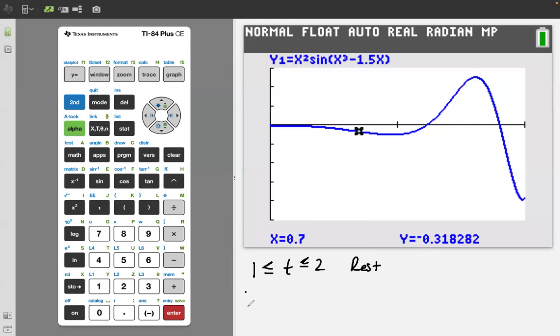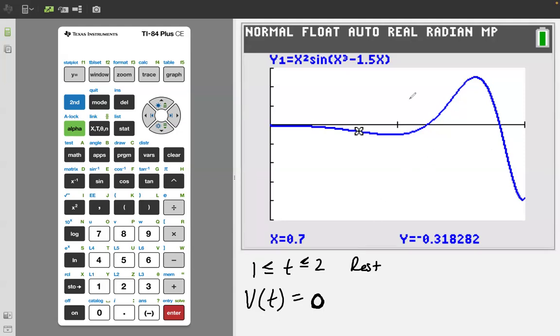Well, the definition of at rest is when the velocity is equal to 0. No velocity means you're not moving, thus you're at rest. So where on here is the velocity 0 between time 1 and time 2, which would be somewhere right in here? Well, the velocity is 0 right here and right there. Well, without guessing, how do we find those exactly?